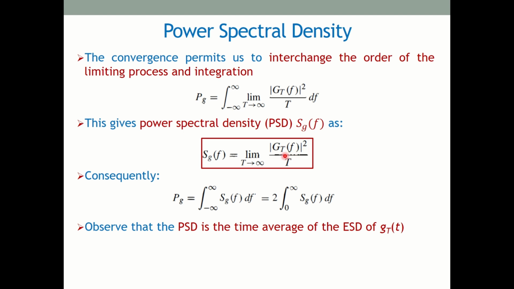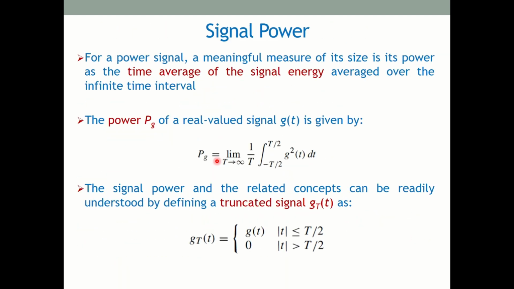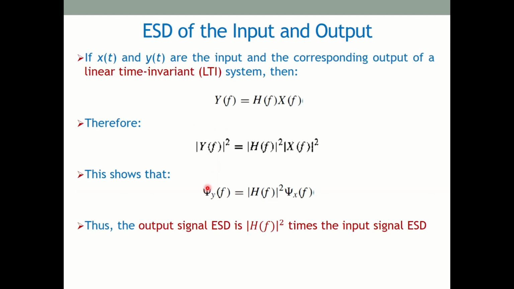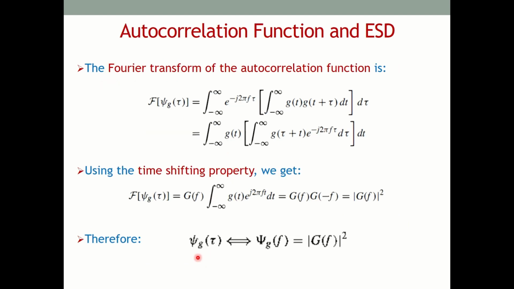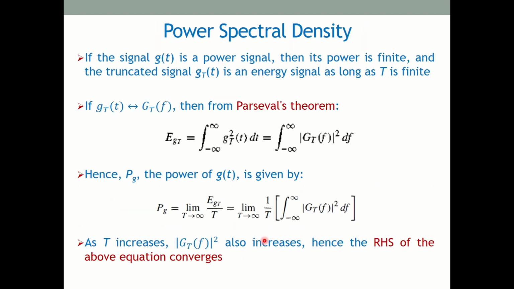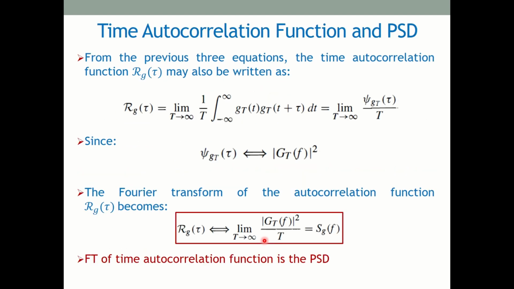So this is the energy spectral density. We divide it by time to get the power spectral density. So this is how the energy spectral density and PSD, the power spectral density, are related. So previously we proved that the Fourier transform of the energy autocorrelation function, this one, is equal to ESD. So now we will prove that the Fourier transform of time autocorrelation function is equal to PSD.